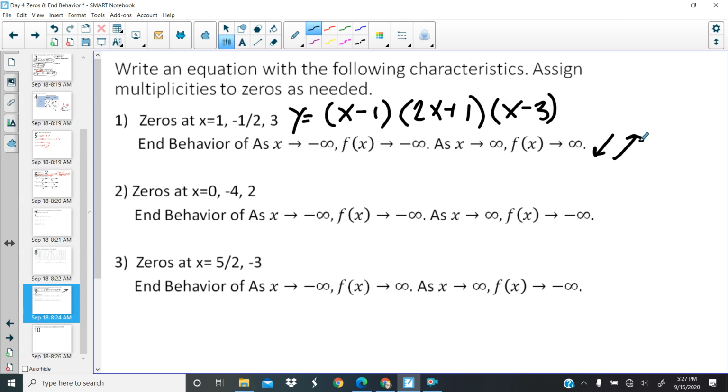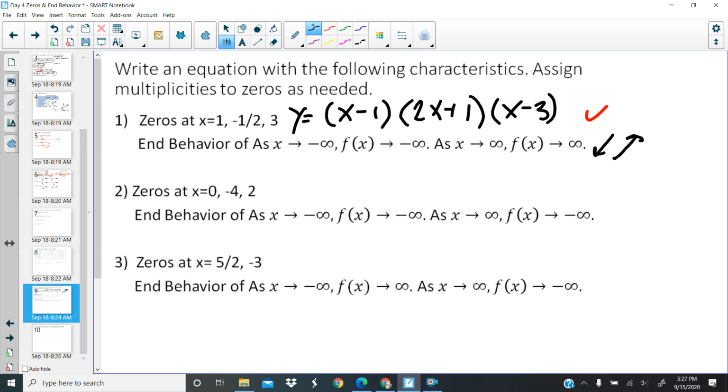And if you were to do that, then the leading term, since there are 3 x's, would be x cubed, and it would be positive. So you don't have to change anything on this one based on the end behavior. You can leave it as x minus 1 times 2x plus 1 times x minus 3. And then we're going to move on to number 2.